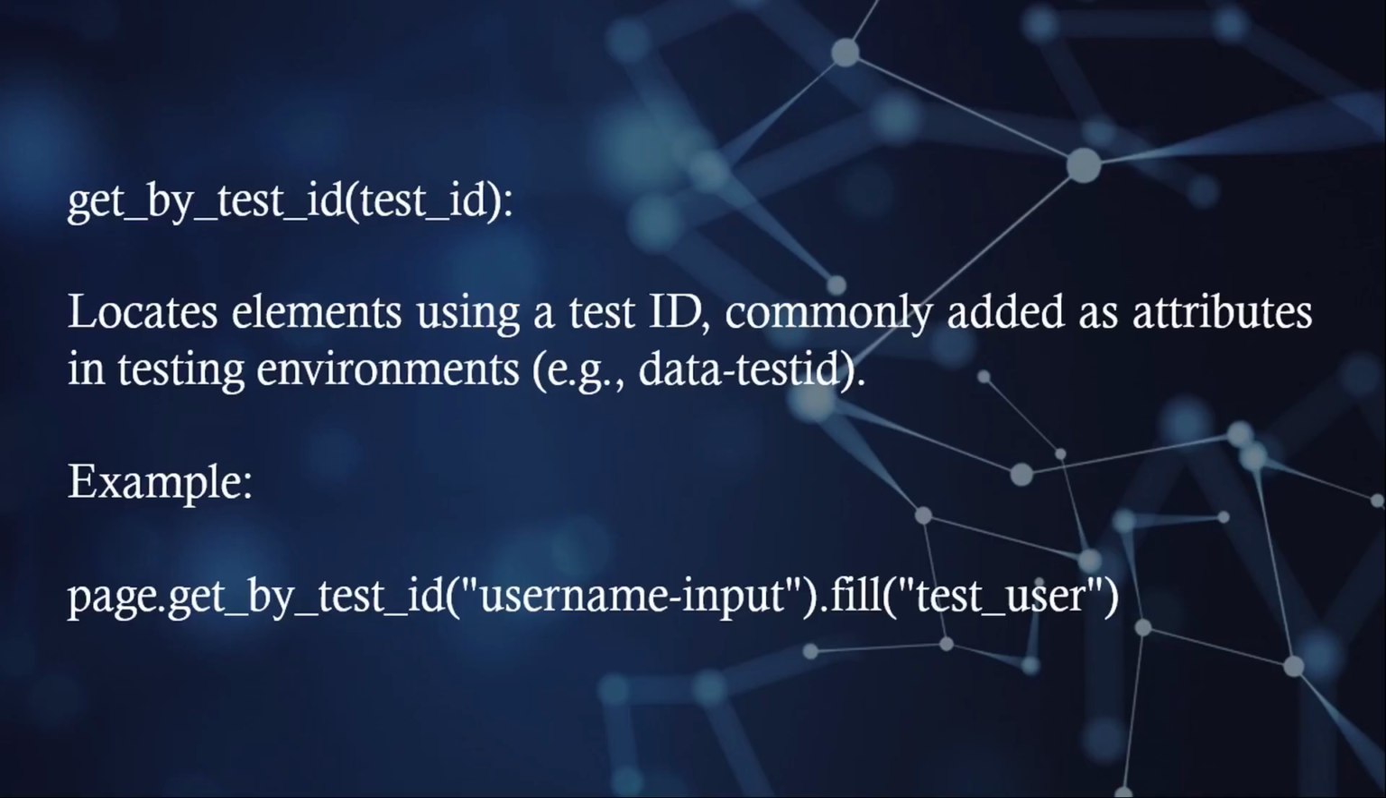Next one is get by test ID. This locator is used to get the element by the attribute data-testid. If any tag contains data-testid, then we can use this locator for identifying the element. I cannot show this in VS Code because the Python website does not have any element with the data-testid attribute. You can see this example here.